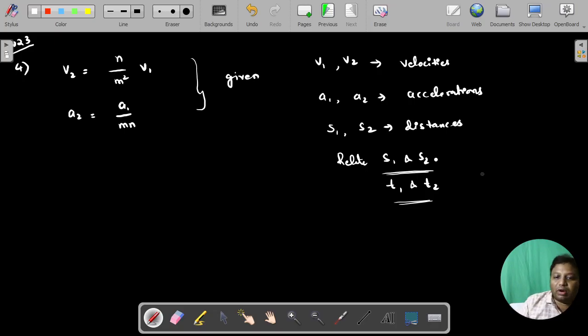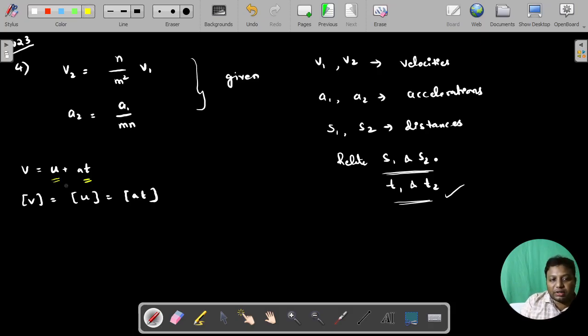I will tell you how to quickly solve this problem. First you take the time part. We know this formula, V equal to U plus AT in kinematics. It means the dimensional formula of V, the dimensional formula of U, and the dimensional formula of the product AT must be the same. If you are adding two quantities, they must have the same dimensional formula. When you add them up, the result will also have the same dimensional formula.